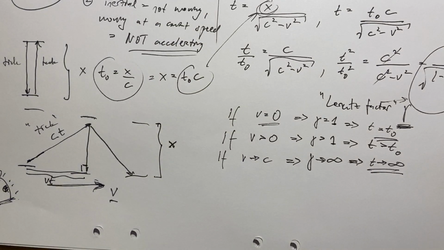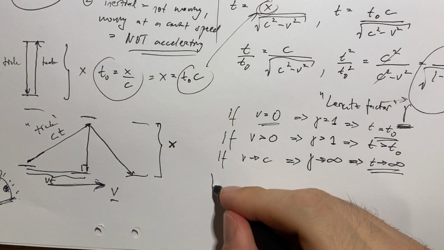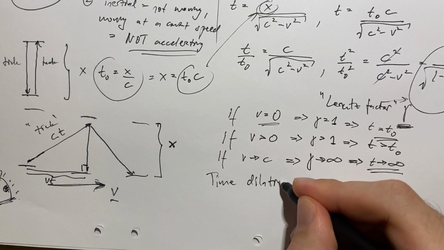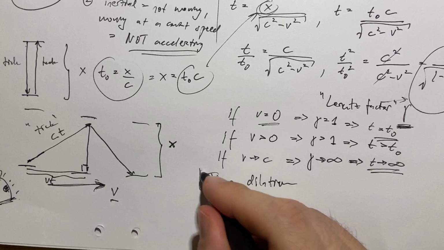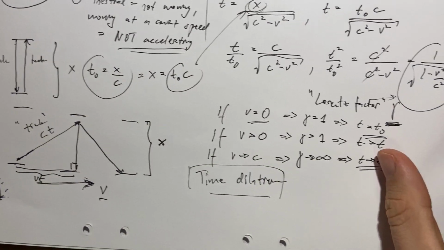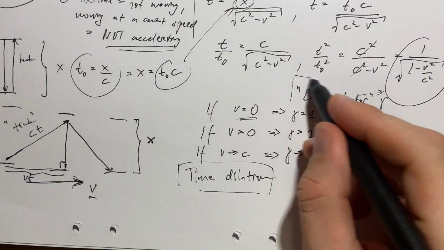All right. So, by the way, this phenomenon is called time dilation. And that's basically the difference in the elapsed time measured by the two clocks. And the magnitude of this difference we get from the Lorentz factor gamma.